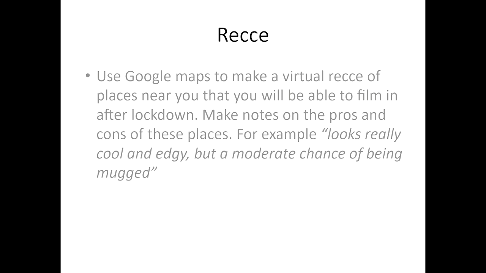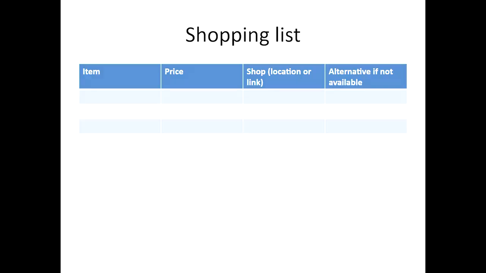For example, this place looks really cool and edgy, but I might get mugged. Or this place looked really busy and cool. Oxford Street, you know, wonderful. I could set up there. That'd be brilliant. But then someone's just going to knock over my camera, right? So that's a really, really bad idea to film in Oxford Street. Recce is where you basically pick out locations that you are going to use.